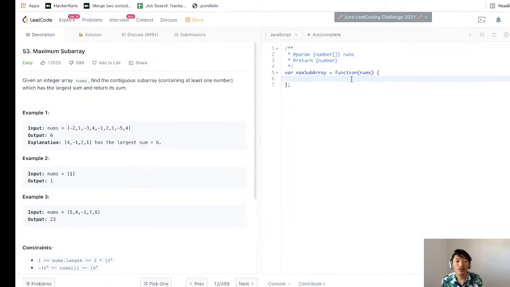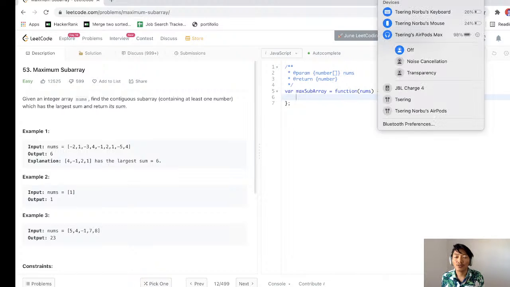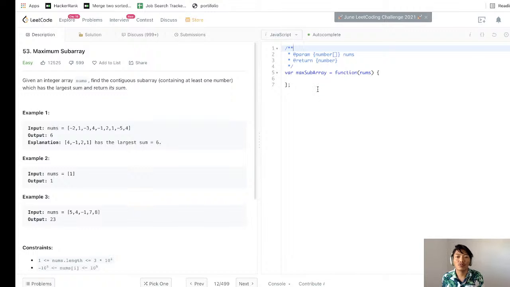So you can open up Leetcode or your favorite code editor, and then start writing some code. So let's do this. Before we do this, I'm going to check if it is still connected. Yes, it's connected. So let's go.